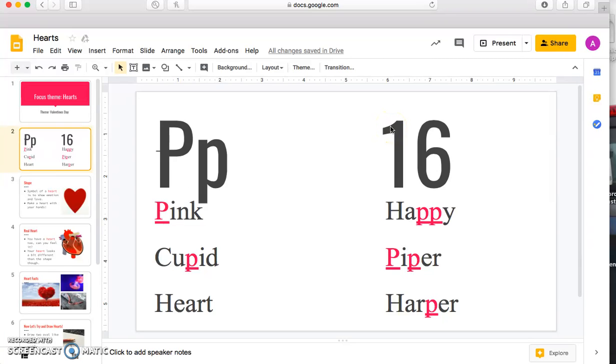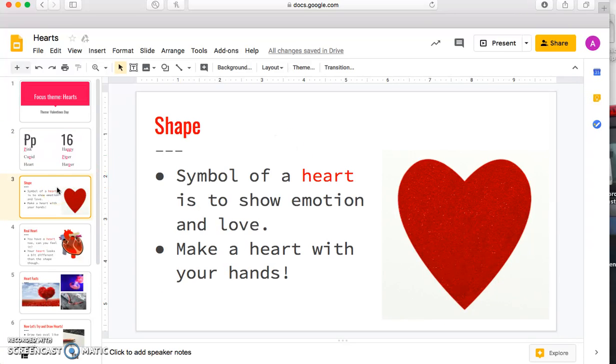Typically, it's a good idea to have an extra slide. In this case, since our theme is hearts, I probably would have had 16 hearts, and then I could count each heart with the kid. I did not do that for this demonstration today, but you're more than welcome to use the number line that's in the classroom. And then after you go over letter and number, you're going to start talking about your theme.